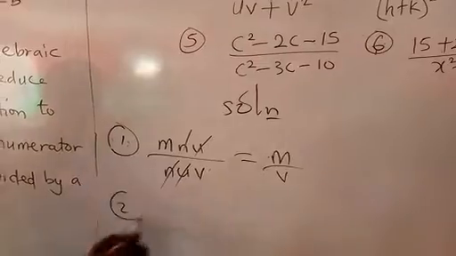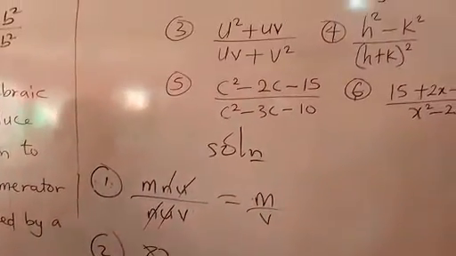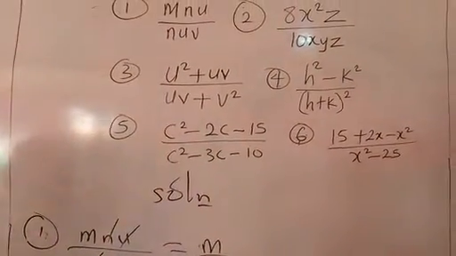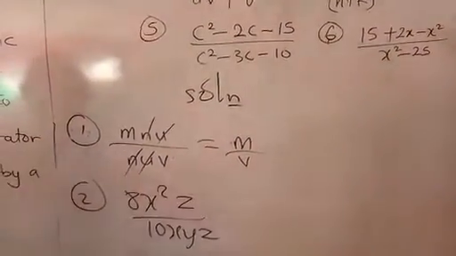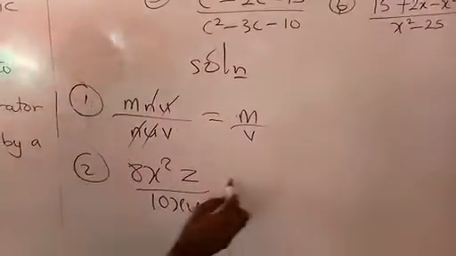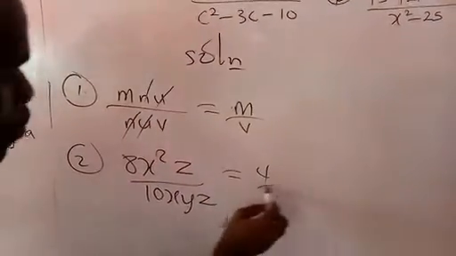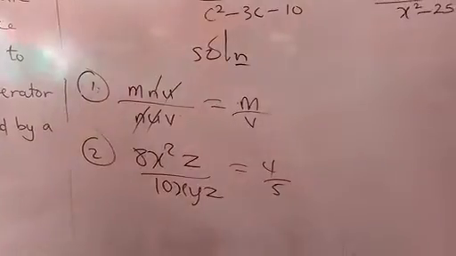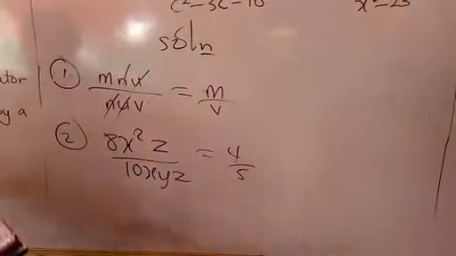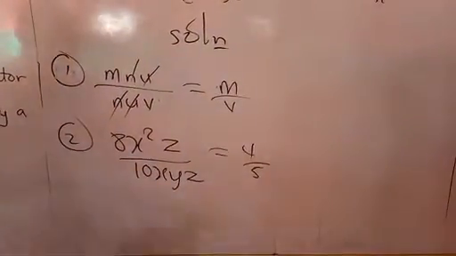Now, let us look at number two. Number two is 8s squared z over 10syz. What can we do here? We can reduce this: 8 becomes 4, and 10 becomes 5. I've taught you how to reduce a fraction. You can go back to my other video and learn how to reduce fractions to their lowest terms.